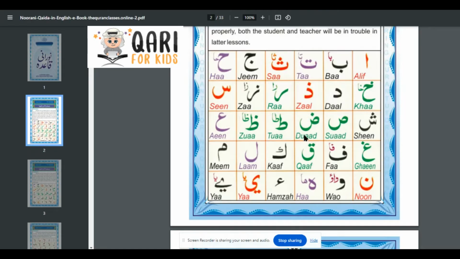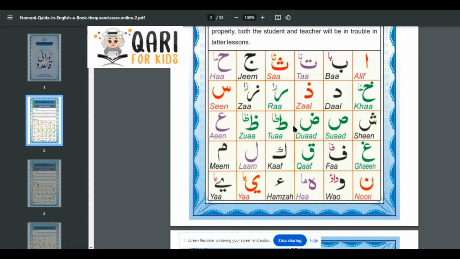Next letter is Zod. The only difference between the letter Sod and Zod is that Zod has a dot above it, while Sod does not have any dots. I hope you understand.